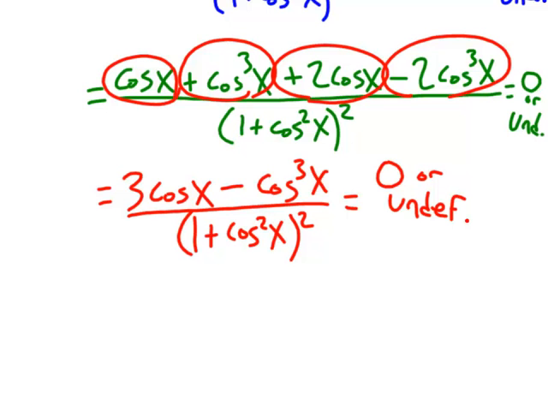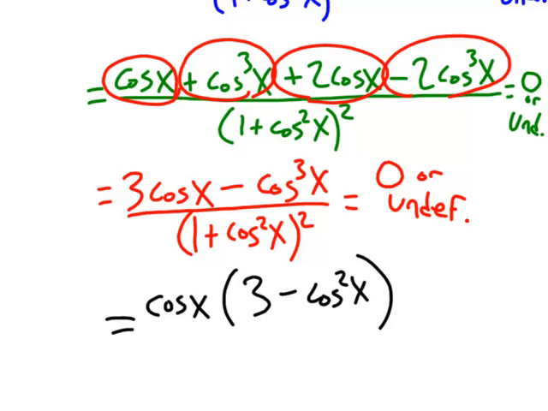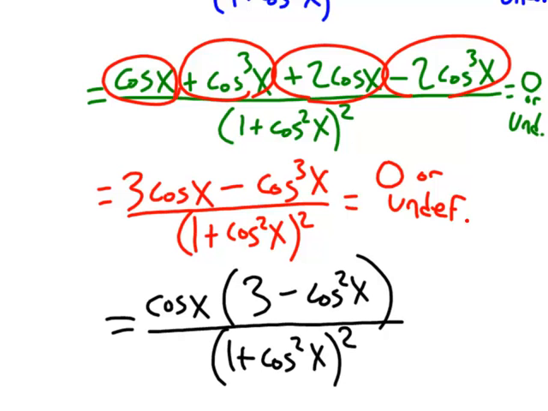All right, what now? Well, let's factor the top, because remember, after we combine like terms in the numerator, it's pretty common practice to try factoring algebraically. So up top, we've got a cosine x. And what's going to go inside these parentheses? How about 3 minus cosine squared of x, all over 1 plus cosine squared x, squared. And now we're about at the point where we can finally start coming up with some critical numbers here.